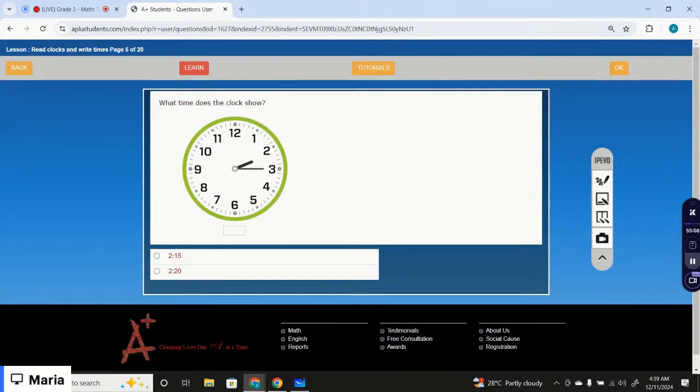What time does the clock show? Which is the correct option? The correct option is option number 1. That is 2:15.